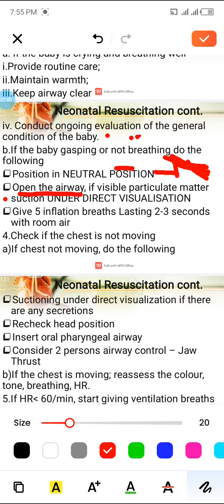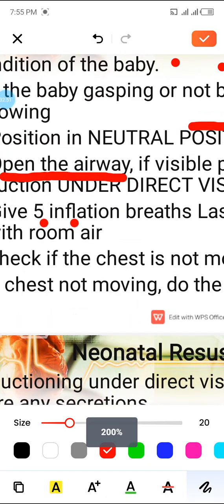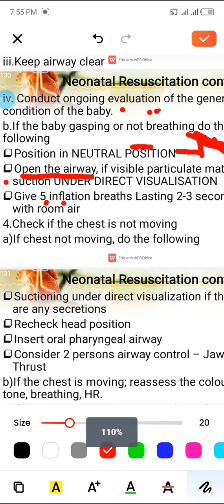Then after suctioning, you can assess, but again, you need to be fast. Instead of going to assessment first, give what you call 5 inflation breaths, 2 to 3 seconds with room air, just with an ambu bag. The rationale for giving 5 inflation breaths is that you want to provide enough oxygen to the circulation.